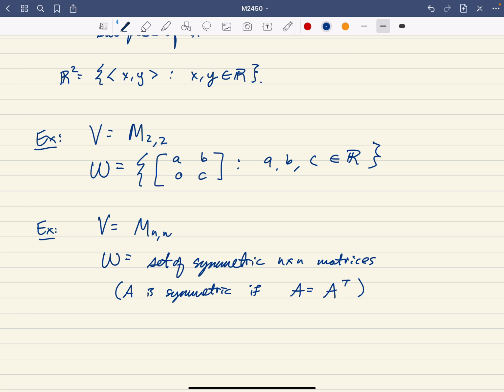And so it turns out that the set of symmetric matrices is going to be a subspace. And all you have to do is just show that the sum of two symmetric matrices is symmetric. If you take a symmetric matrix and multiply it by a scalar, you get another symmetric matrix. And maybe we'll do that in the coming examples here. You can think of 2 by 2 matrices if that's easier to start with. Okay, so these are all examples of subspaces.